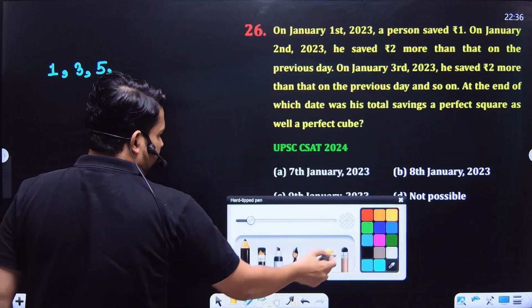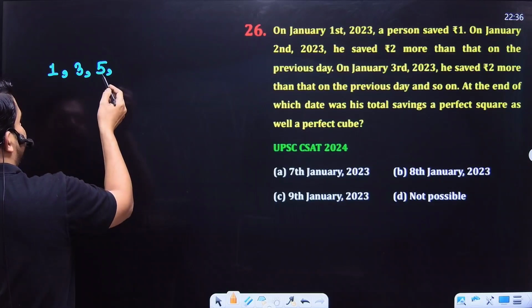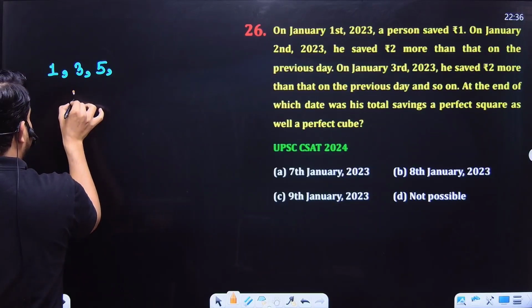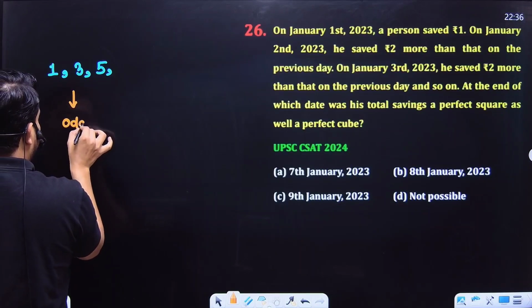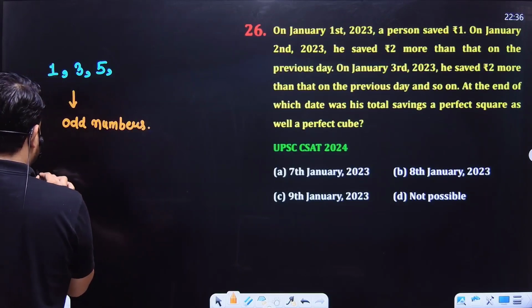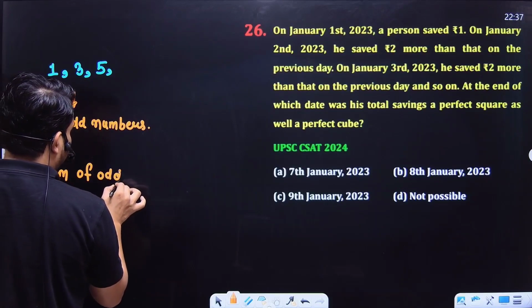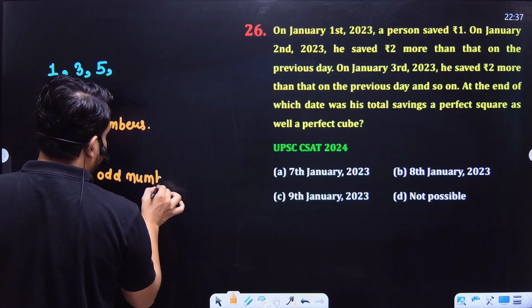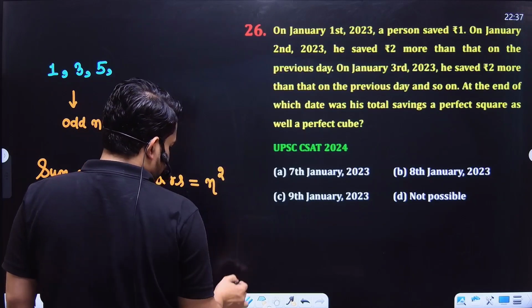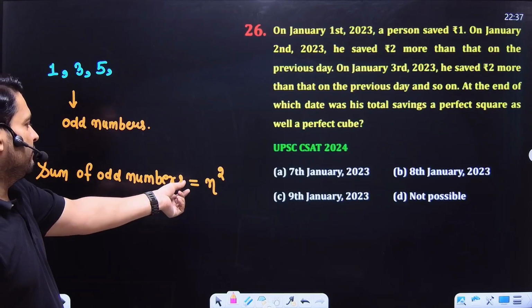See, 1 is on the first day, 3 on the second day, 5 on the third day. If I add them, there is a pattern. These are odd numbers. And what is the sum? Sum of odd numbers is equal to n square. And what is n? N is the number of terms.